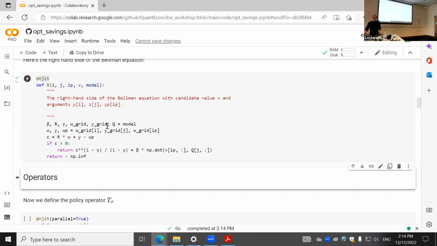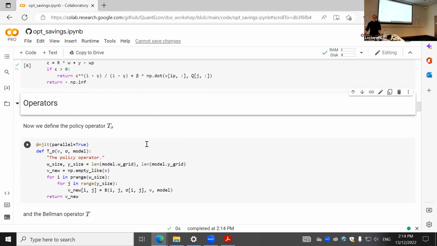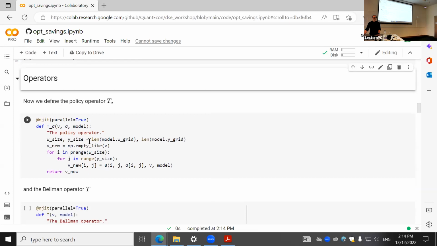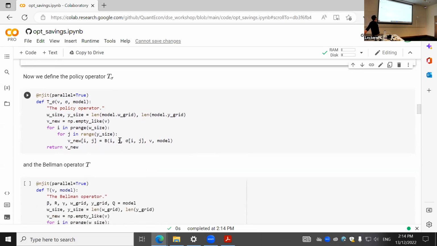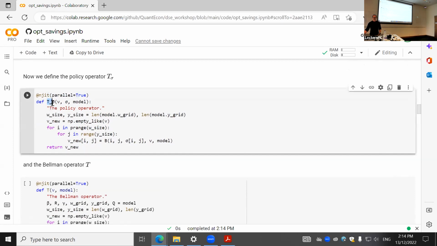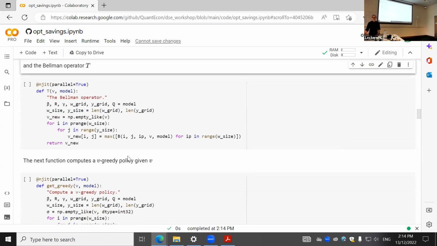So after I've done that, I'm going to introduce a policy operator. And the policy operator is just going to be, I've got a given policy. And when I put that policy in the right-hand side of the Bellman equation, that's applying the policy operator. That's applying T sigma. So that's very easy to implement. And T is just maxing. I'm just taking the max instead. Remember, B is the right-hand side of the Bellman equation.